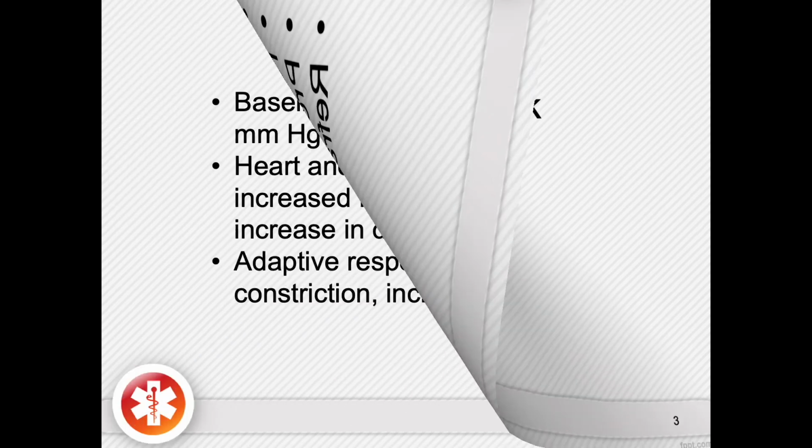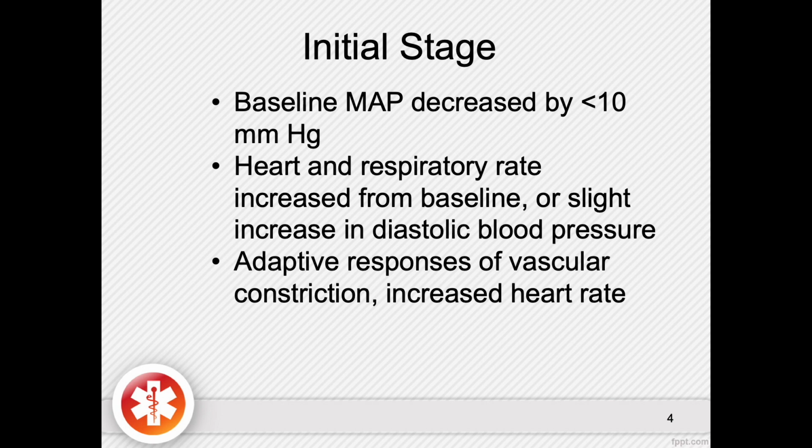The initial stage is identified by the baseline mean arterial pressure being decreased by around 10 millimeters of mercury. In the initial stage, the heart and respiratory rate are also increased from baseline, and/or there is a slight increase in diastolic blood pressure. These are adaptive responses of vascular constriction and increased heart rate.